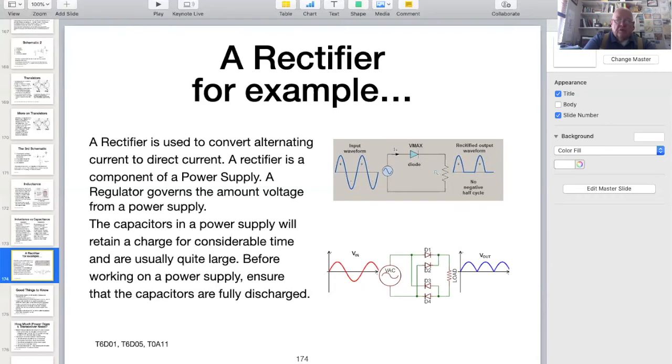If the input was 60 cycle current, the output will have 60 pulses of direct current, with the space in between each pulse.